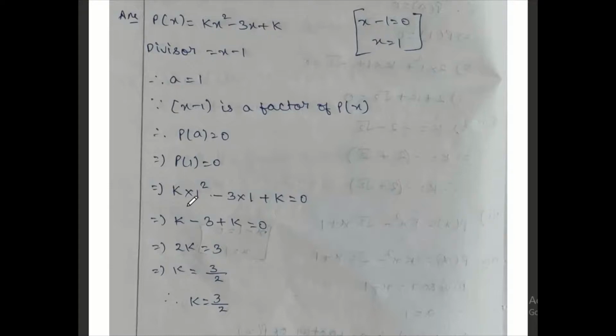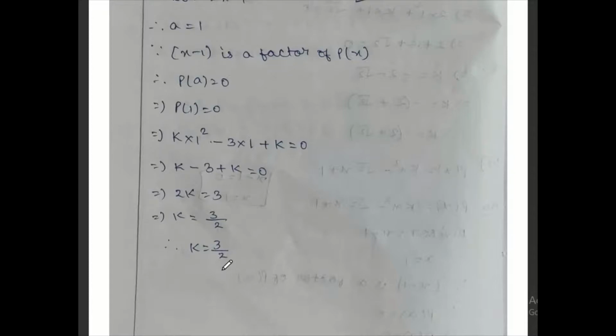We are getting k into 1 square, that is k, minus 3 plus k equals 0. K plus k, you know it is 2k. Minus 3 goes there, it means plus 3. K is equal to 3 by 2. So your answer is k equals 3 by 2. Question number 3 completed. Now question number 4.